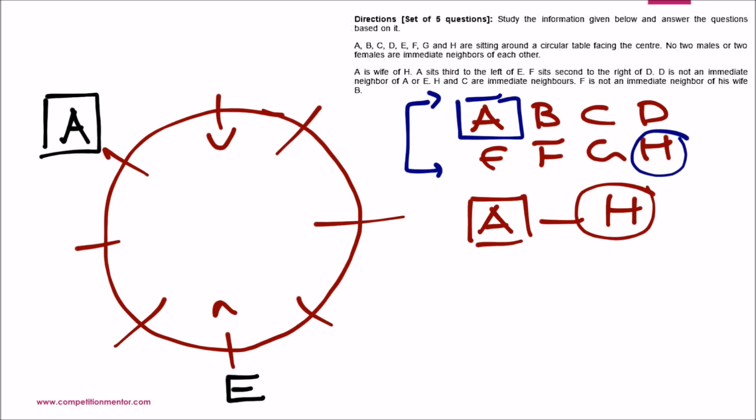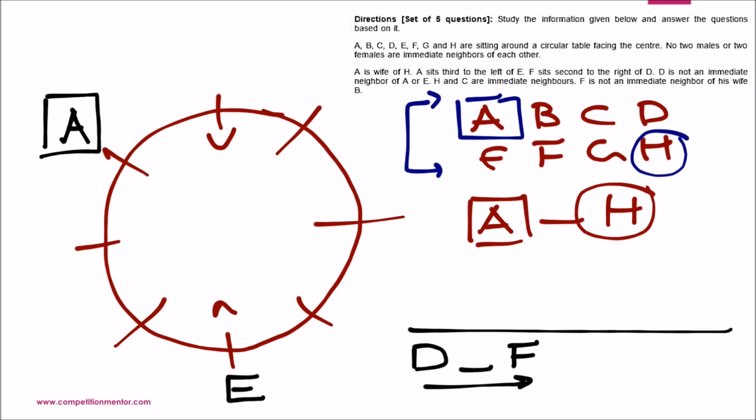So now again F and D information is there, but there could be a lot of possibilities where we can place. So currently we will just put it on our rough sheet. What is a rough sheet? Something like we'll put it here. So F sits second to the right of D. D is here, 1 and 2, the second position that I have given. This information I'll keep in mind.